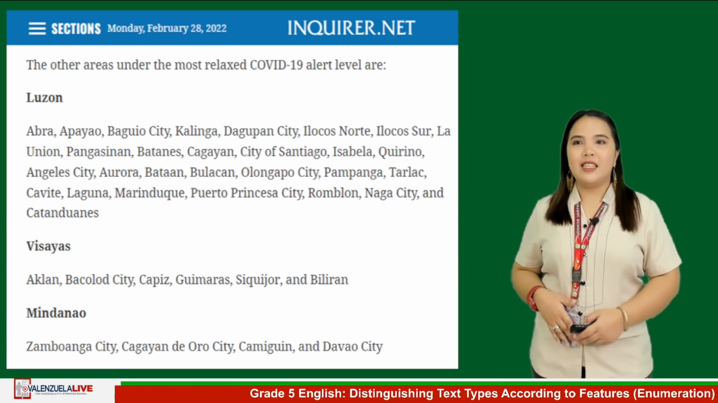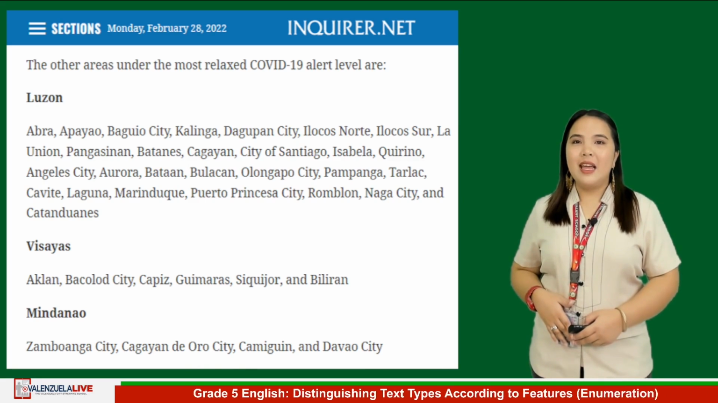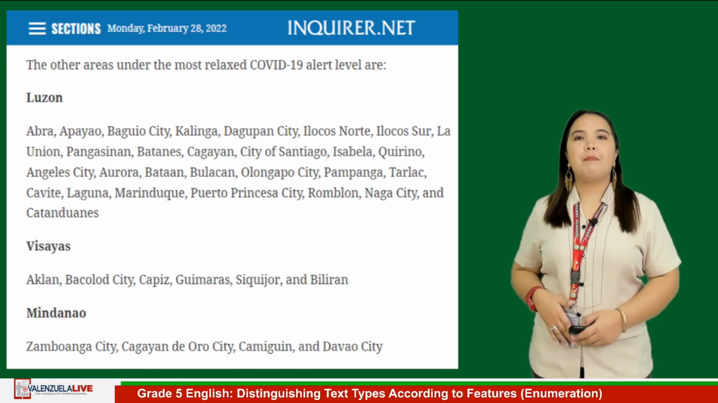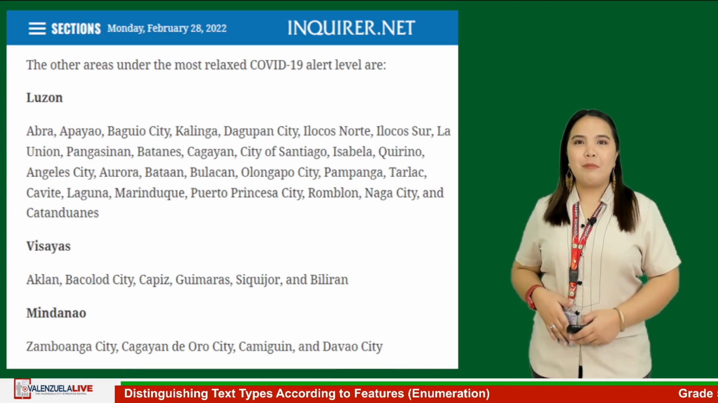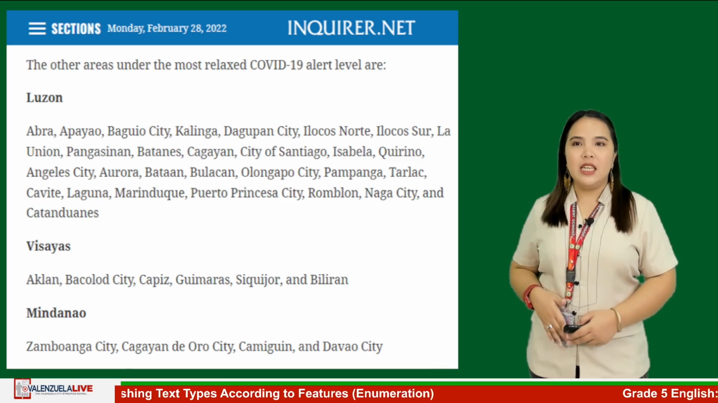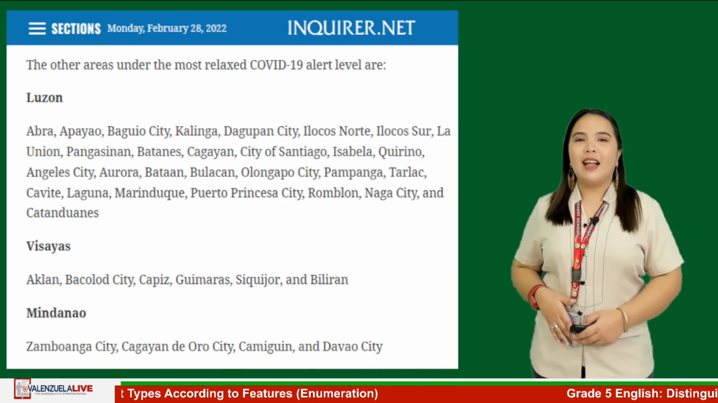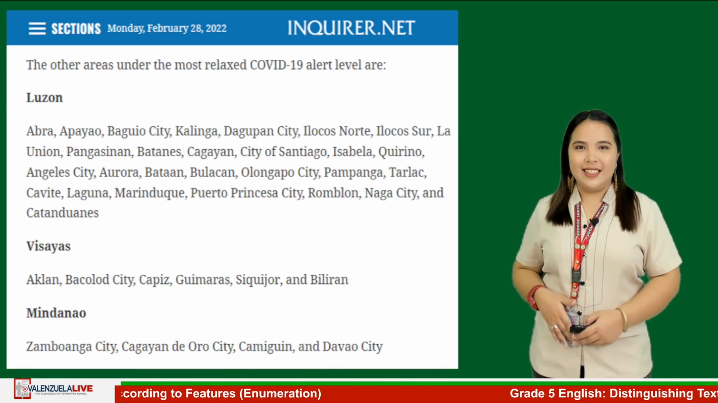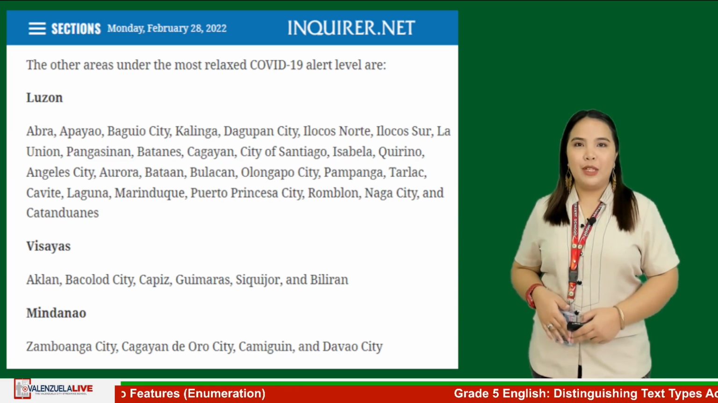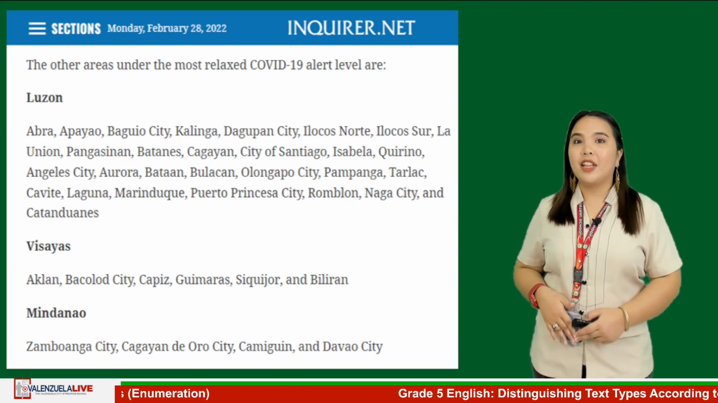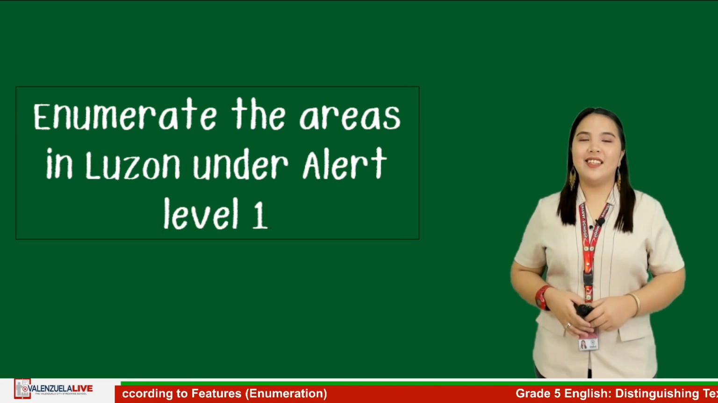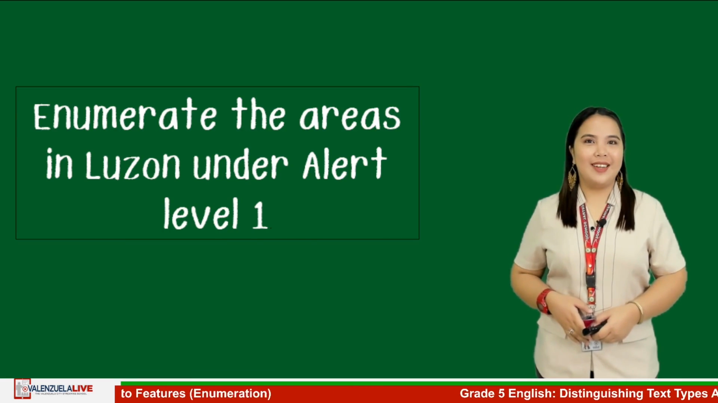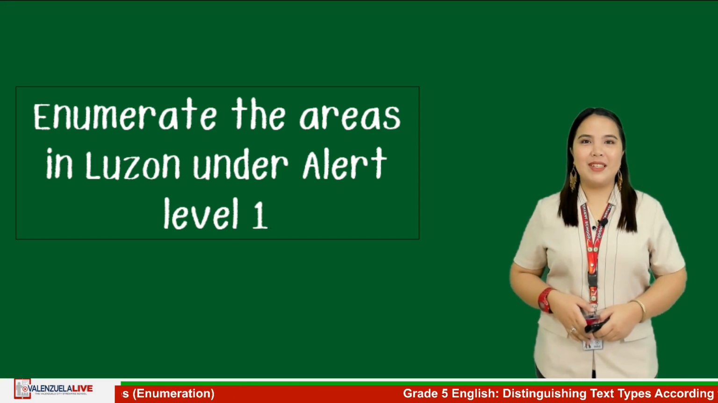From the Visayas, we have Aklan, Bacolod City, Capiz, Guimaras, Siquijor, and Biliran. And from Mindanao, Zamboanga City, Cagayan de Oro City, Camiguin, and Davao City. Please take note of the following cities which were placed under Alert Level 1. Let us enumerate the areas in Luzon under Alert Level 1. Please type it in the comment section.